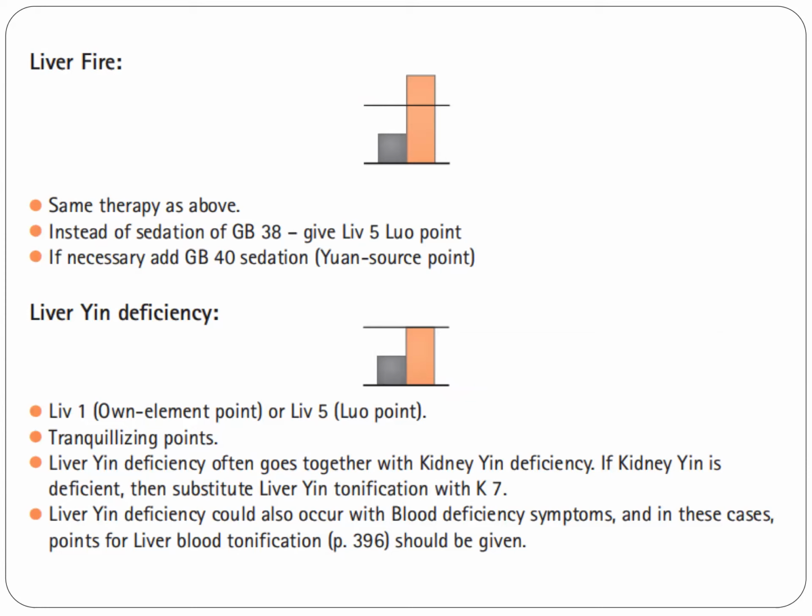Now, in liver yin deficiency: liver 1, own element point, or liver 5, the luo connecting point. Tranquilizing points. Liver yin deficiency often goes together with kidney yin deficiency. If kidney yin is deficient, then substitute liver yin tonification with kidney 7. Then liver yin deficiency could also occur with blood deficiency symptoms, and in these cases, points for liver blood tonification should be given.